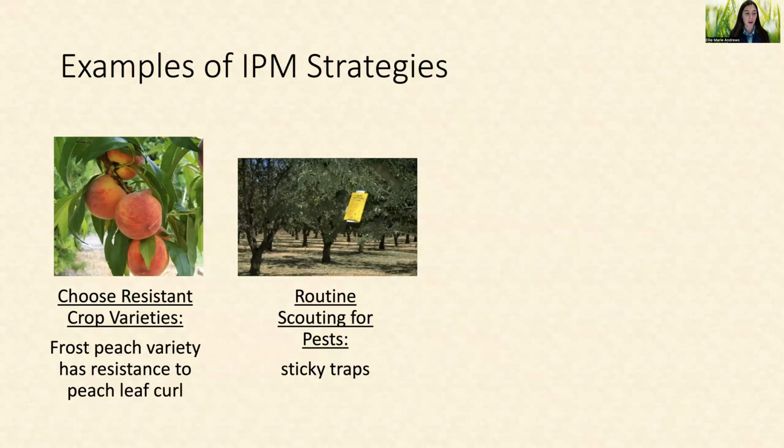So the good news is there are some peach varieties that are resistant and are still great in quality and flavor and everything. Frost is a great peach variety that does have resistance to peach leaf curl. So it's worth exploring: what are the big pests in my region? And before I go out and choose a type of tree, what kind of genetics should I be looking for? Maybe that's resistance to certain pests.